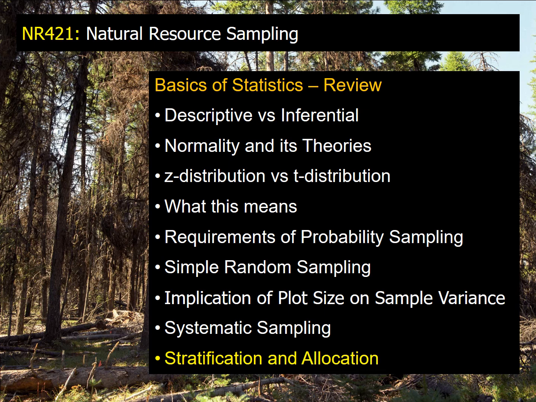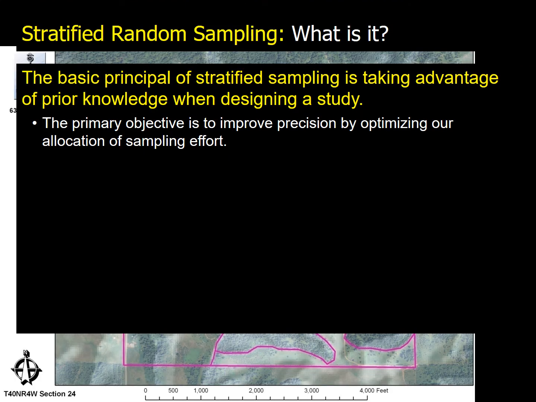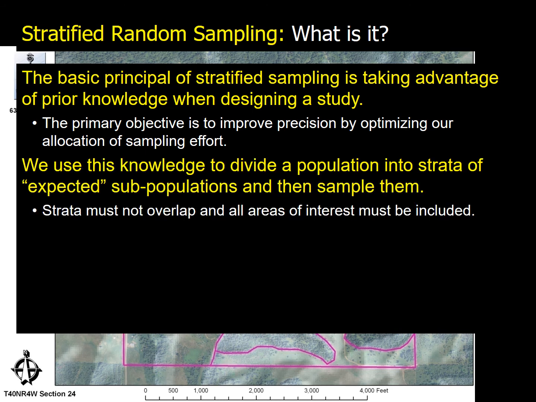Now that we are thinking about how we select sampling units, let us look at stratification to see a more efficient way of doing this. The basic underpinning of stratified random sampling is that we take advantage of prior knowledge about the population to improve our sampling design. Within this system, we seek to improve our precision by optimally allocating our sampling efforts into areas where we have homogeneous values.